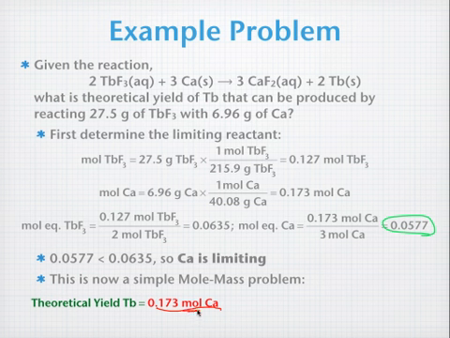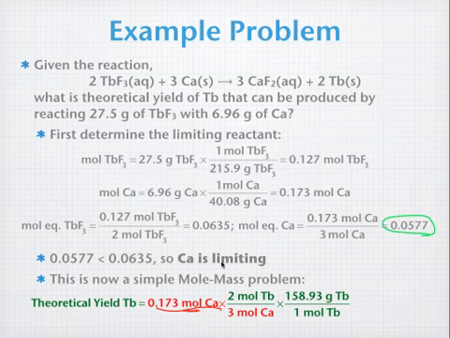But again, we have moles, so we're going to go right into the mole to mole ratio. We want 2 moles of terbium over 3 moles of calcium from the balanced chemical equation. And now we're going to multiply by the molar mass of terbium. The moles of calcium cancel out. The moles of the terbium cancel out. They leave us with the mass of the terbium. And we have 18.4 grams of terbium as our theoretical yield.